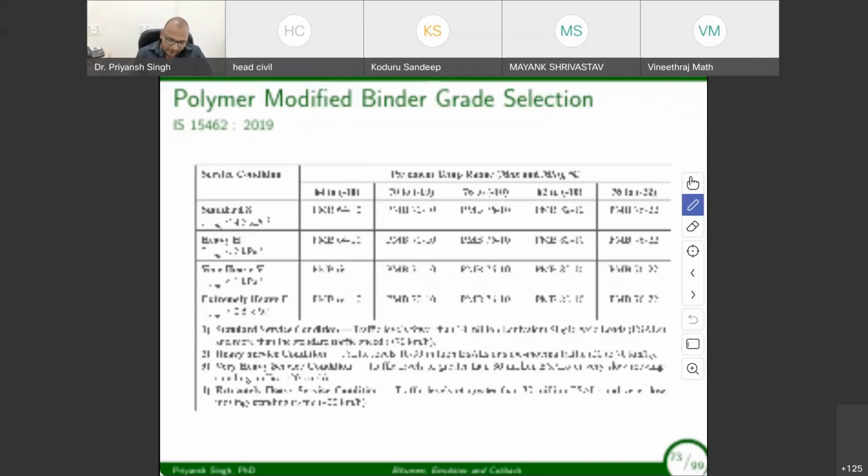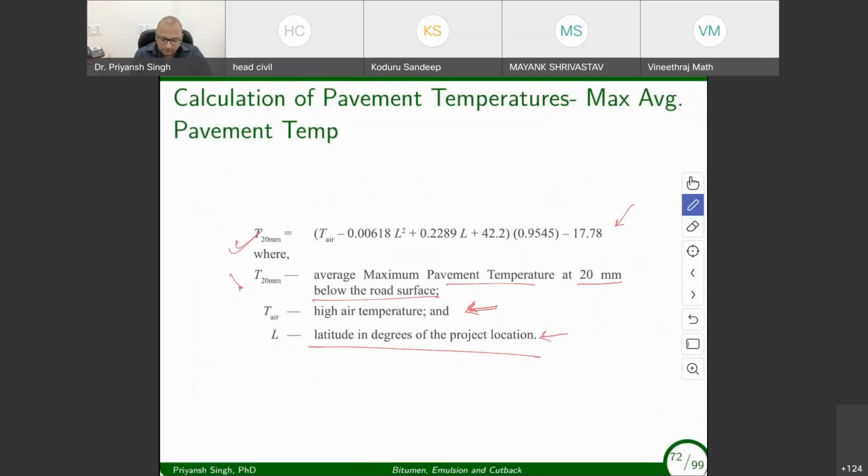Once you have this higher value, that value will be taken to determine which binder you need to use in that particular area depending upon its higher temperature. The minimum temperature, or the winter temperature, will be taken as the minimum temperature for that region. So that will give you the two indications, A for higher temperature and B for minimum temperature. Let's suppose I have an area with a temperature of 63, and a minimum temperature of -9. Based on these two temperatures, I need to decide which binder I need to use.